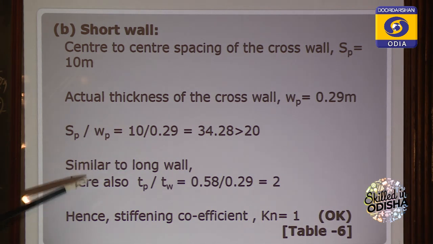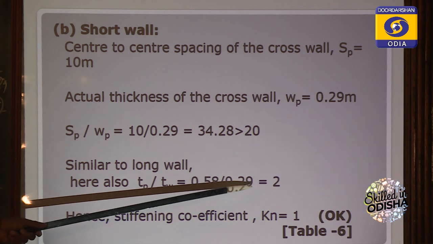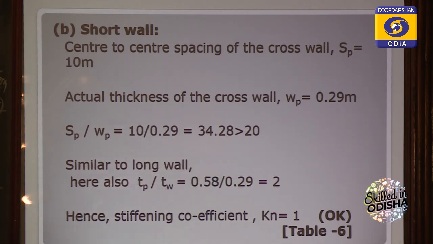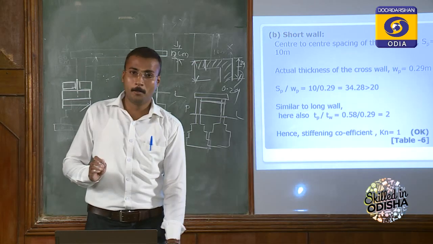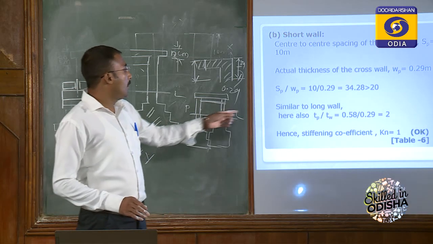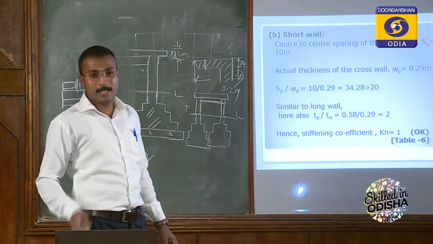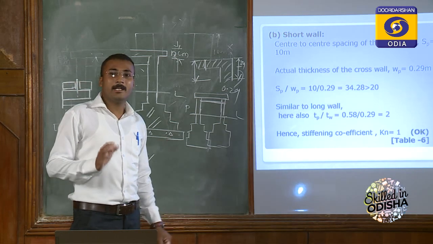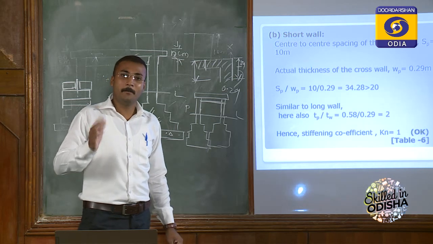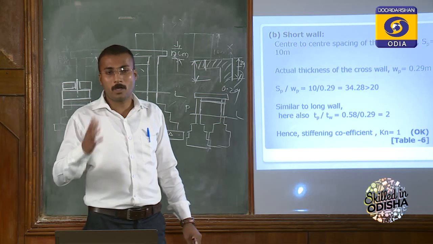So similar to the long wall, the TP by TW is 2, and for the TP by TW ratio 2, the minimum value of stiffening coefficient from Table 6 is 1. So whatever we have assumed for the design, that is the value of Kn is 1, is satisfied. That means our assumption is correct. So with this, the design of load bearing wall is completed. In the next class we will study the design of columns.